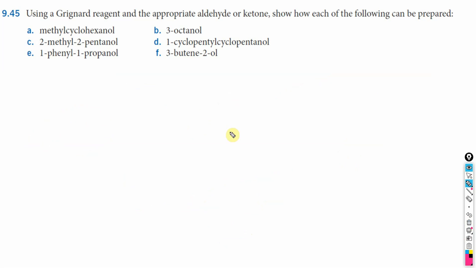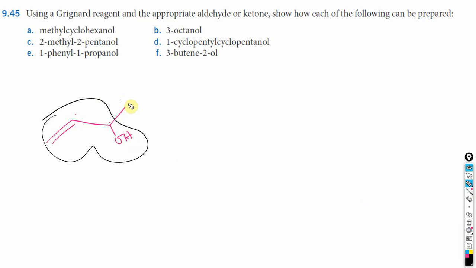So finally, let's look at problem F, which is going to be 3-butene-2-ol. So that is butene, and 2-ol is going to be this 1, 2, 3. So here you can again choose whichever way you want. I'm going to solve one way of doing it. So I'm going to take this as part of the aldehyde and this as part of the Grignard.